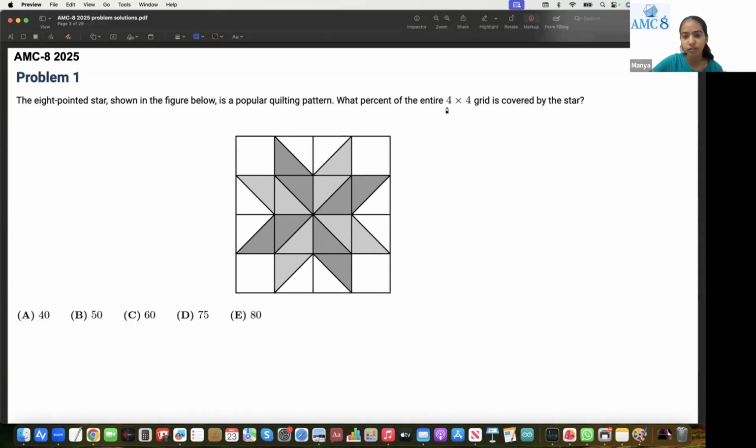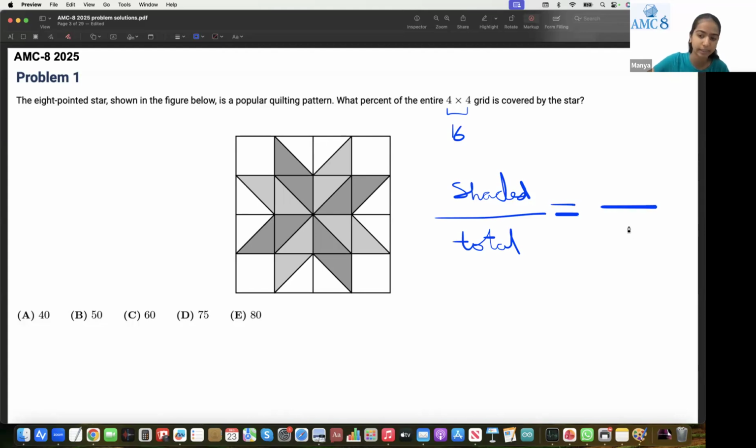And in a 4x4 grid, there has to be 16 squares. And if we count these, there's going to be 16 squares. 1, 2, 3, 4, 5, 6, 7, 8, 9, 10, 11, 12, 13, 14, 15, 16. And we need to find the shaded part, so shaded over the total number of squares. We already know that the total number of squares is 16. So all we need to do is count the shaded parts and put that over the total. I'm going to write blank over the total, which is 16.